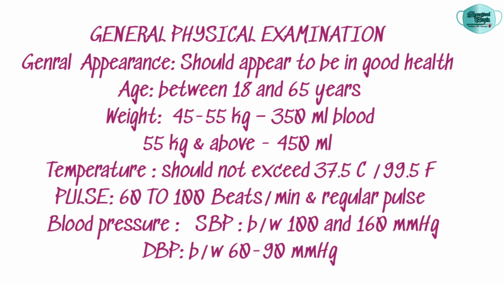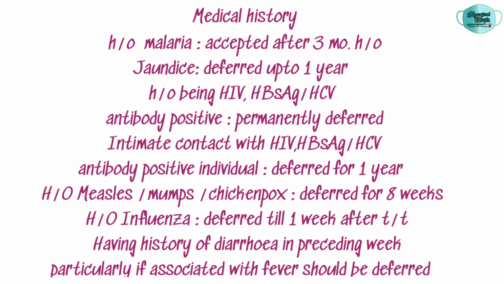The pulse rate should be between 60 to 100 beats per minute, and the blood pressure should range between 100 and 160 millimeters of mercury for systolic blood pressure, and for diastolic it should range between 60 to 90 millimeters of mercury. The skin should be free of any skin lesion or any infection.